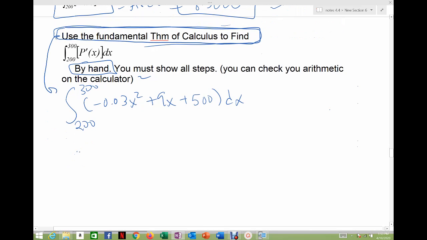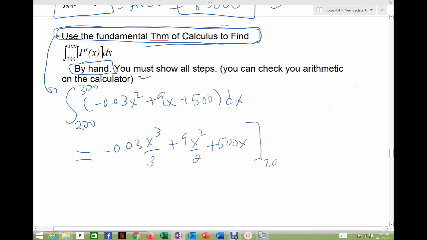Well, the first step in the fundamental theorem of calculus is find any antiderivative of our derivative function. So we usually find the one without a constant. So x raised to the third divided by 3, 9x to the second divided by 2, 500x. Again, notation's important. That's just the integral part.